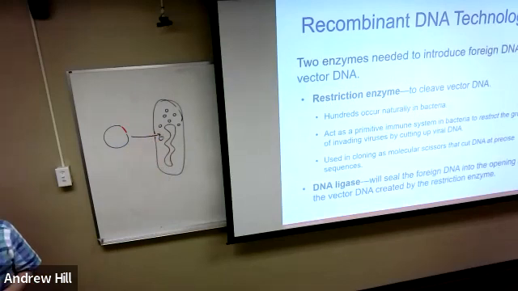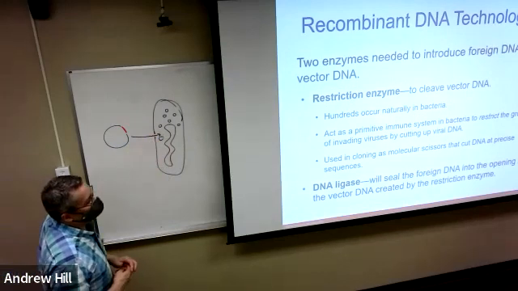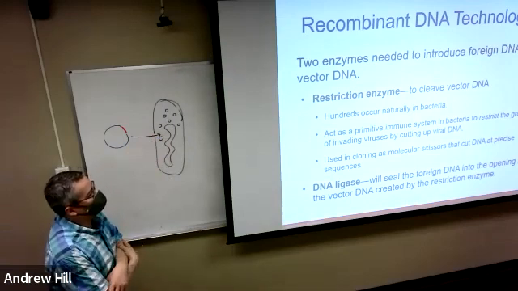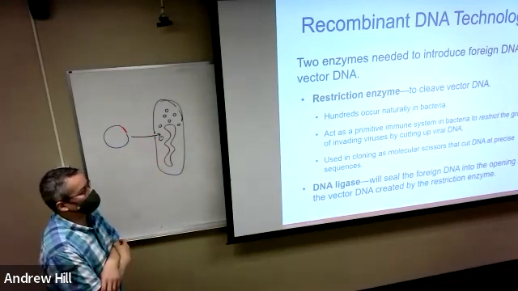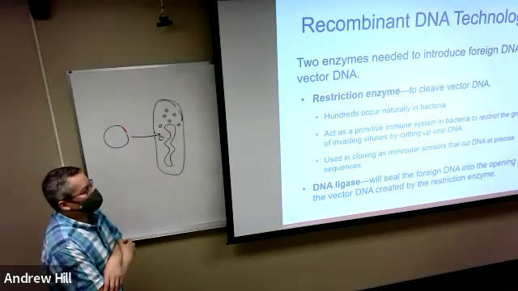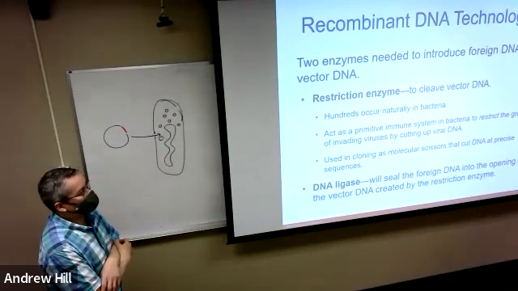Go on. So how do we do this? How do we actually make this recombinant DNA? There are two basic enzymes we need to make recombinant DNA. The first is what's called a restriction enzyme. What does this do? It's going to cleave the vector DNA.